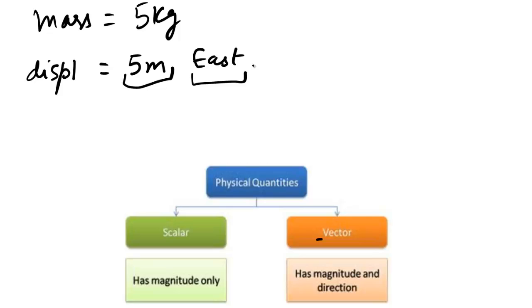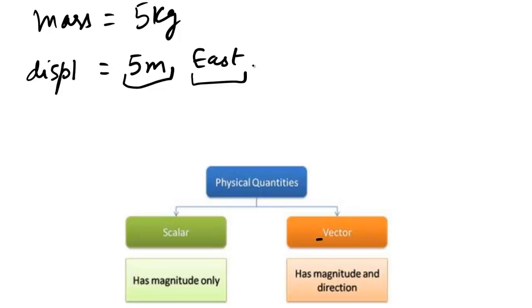And that's why the idea is simple. See, we are not given any pre-given book which says that we have two types of quantities, scalars and vectors, and mass will be scalar, displacement will be vector. We don't have any book. We decided on ourselves that this will be scalar, this will be vector.